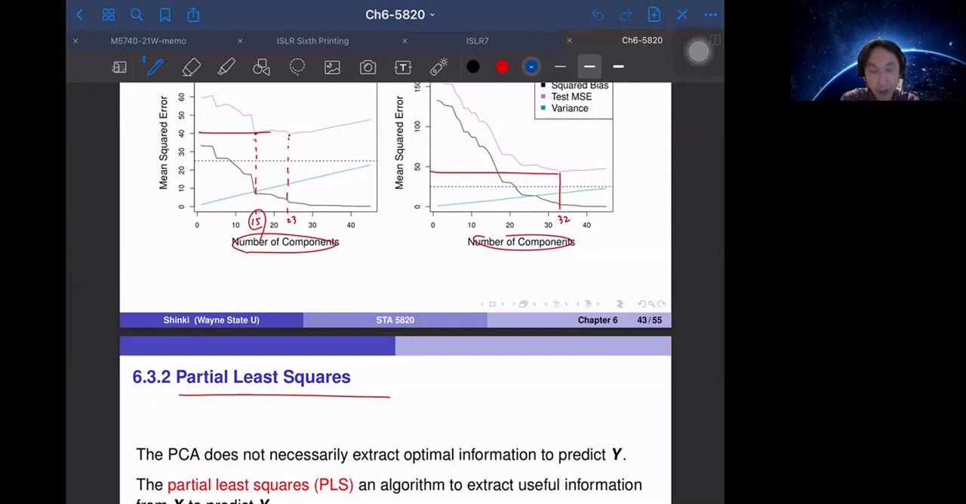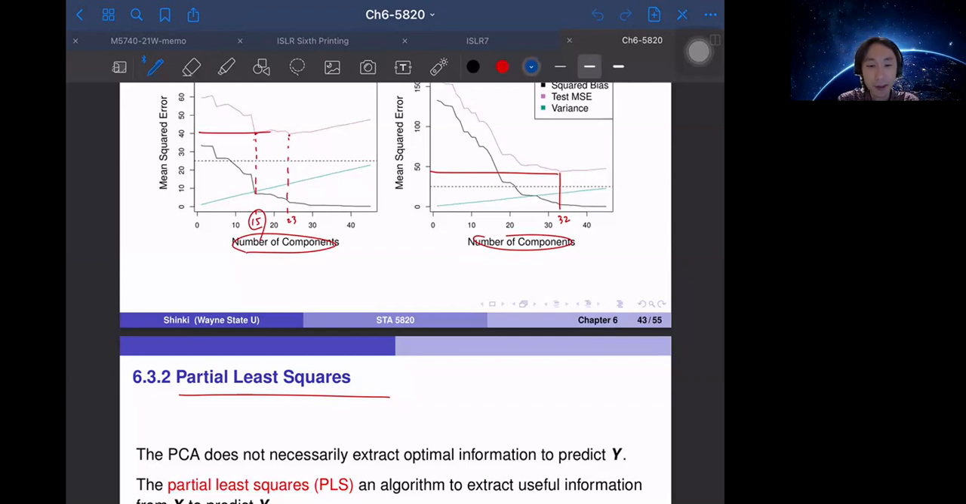If we have too many predictors, we have multicollinearity. So we penalize the size of the coefficients. Then the model becomes more stable. So that is the second method.